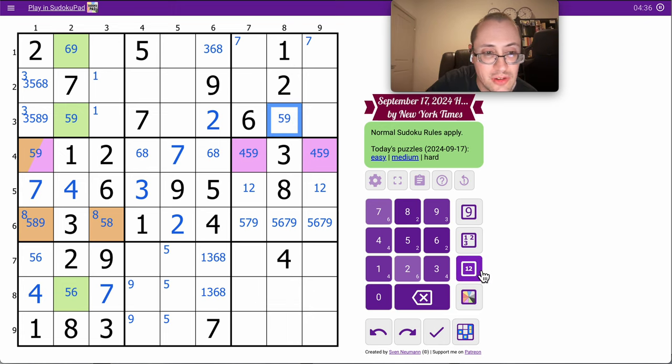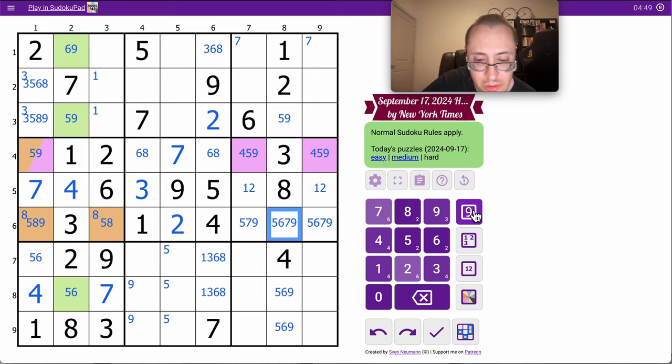This sees 6 and 7. This sees 7, and that sees 7 also. Okay, so 7's placed here. Now these aren't 7. Okay, so 459 triple in region 6. The 6 is placed.